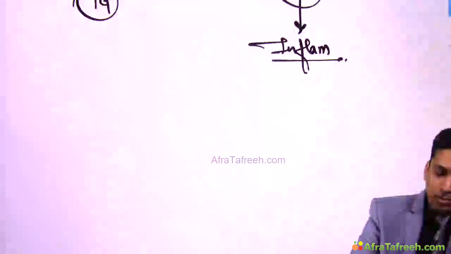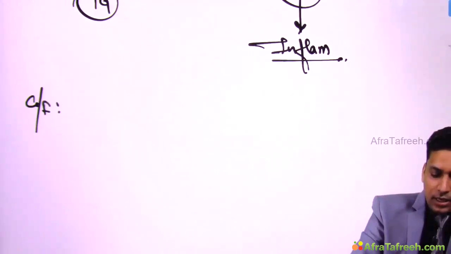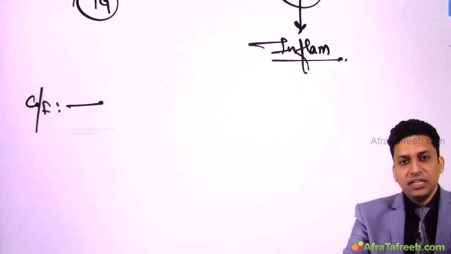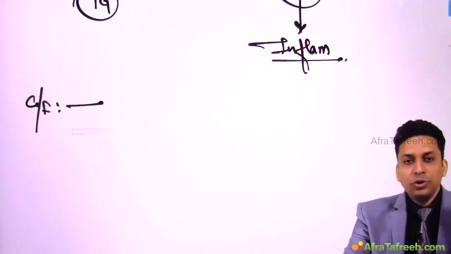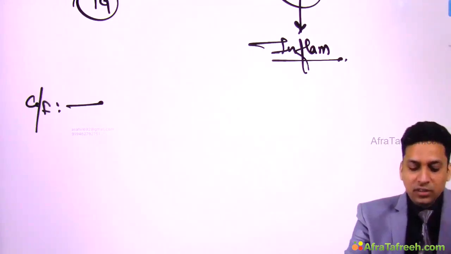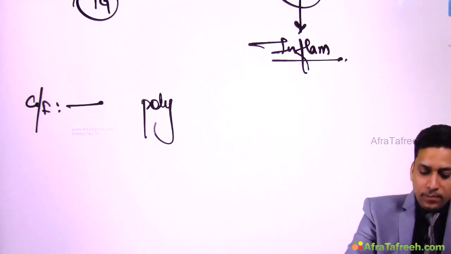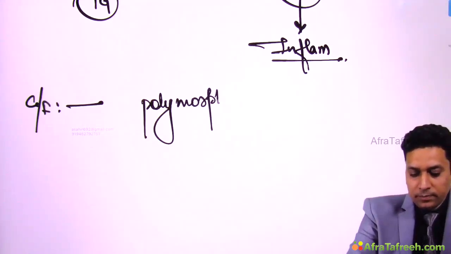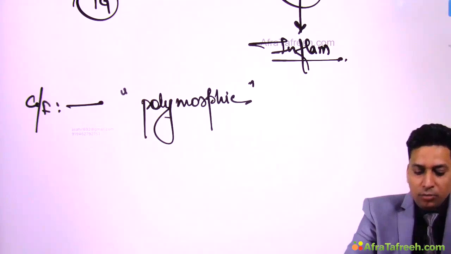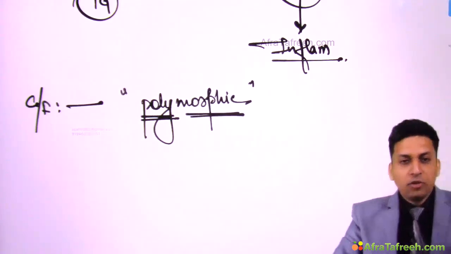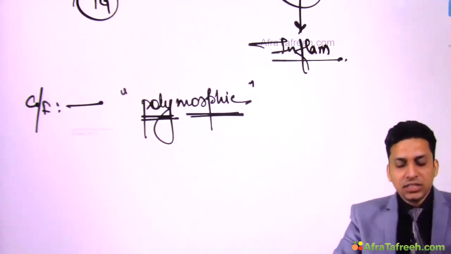And how the patient presents clinically? Clinically, various types of lesions can be seen in acne, and that's why if you want to use one term for all these lesions, that one term will be polymorphic. So lesions of acne are polymorphic. Poly means multiple, morphic means morphology. So multiple type of morphological lesions can be seen.